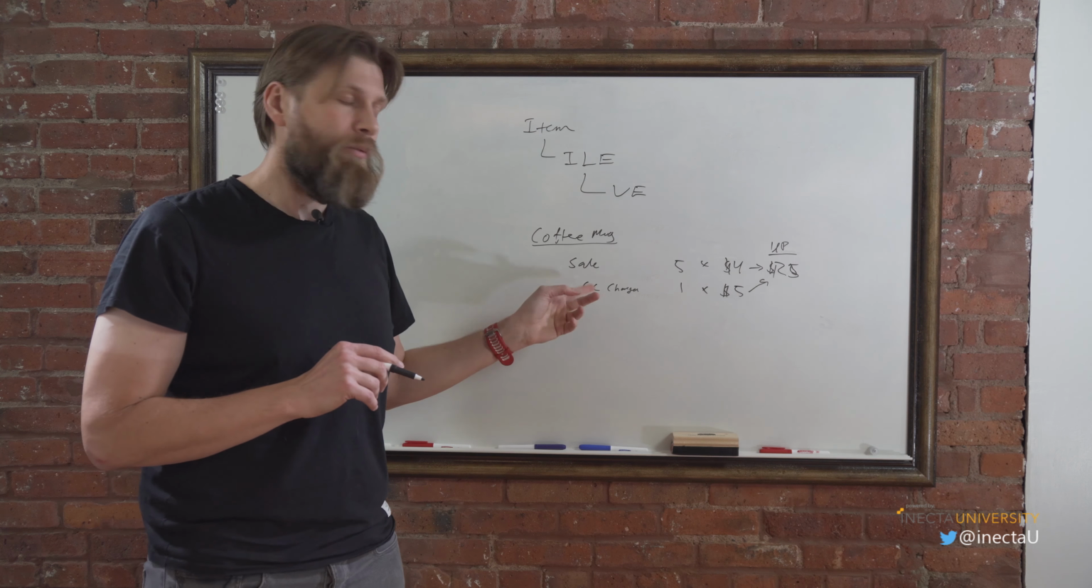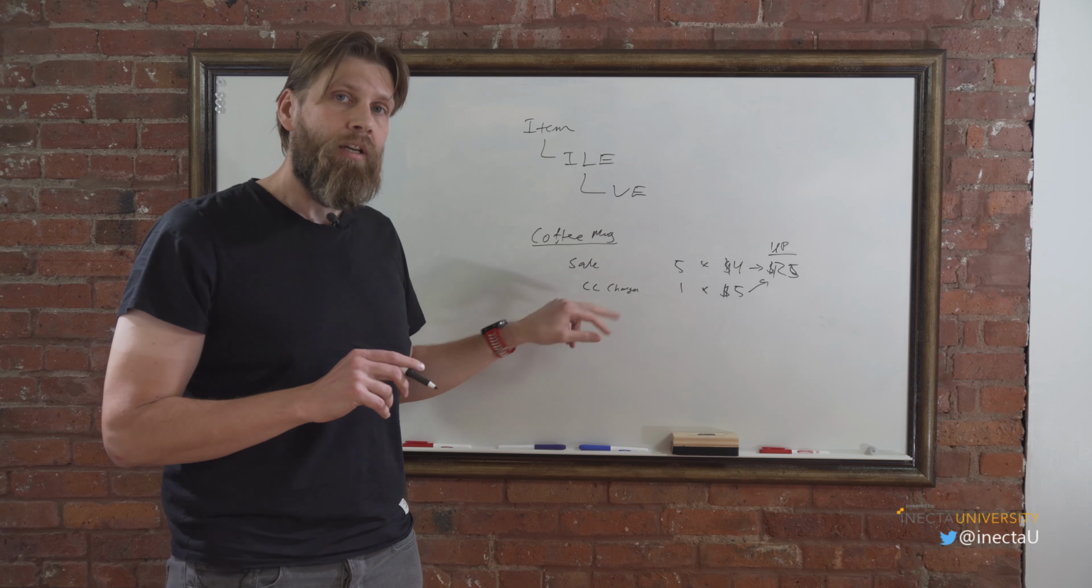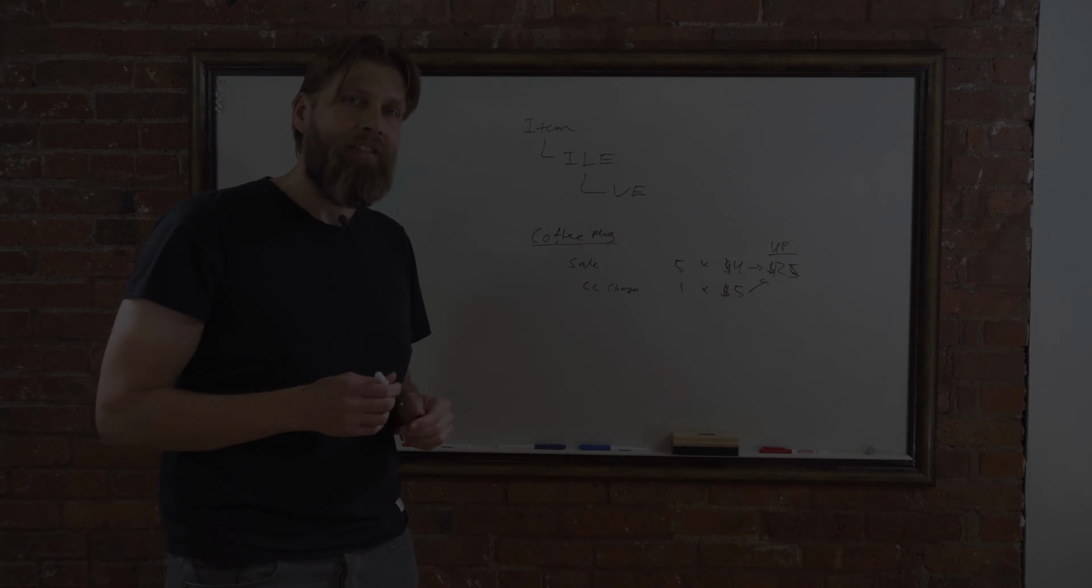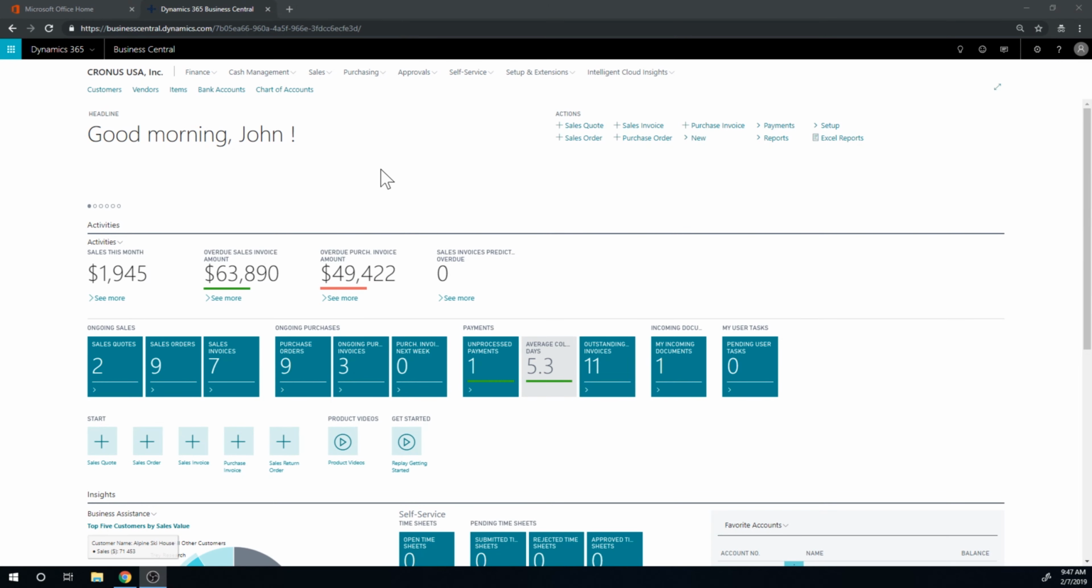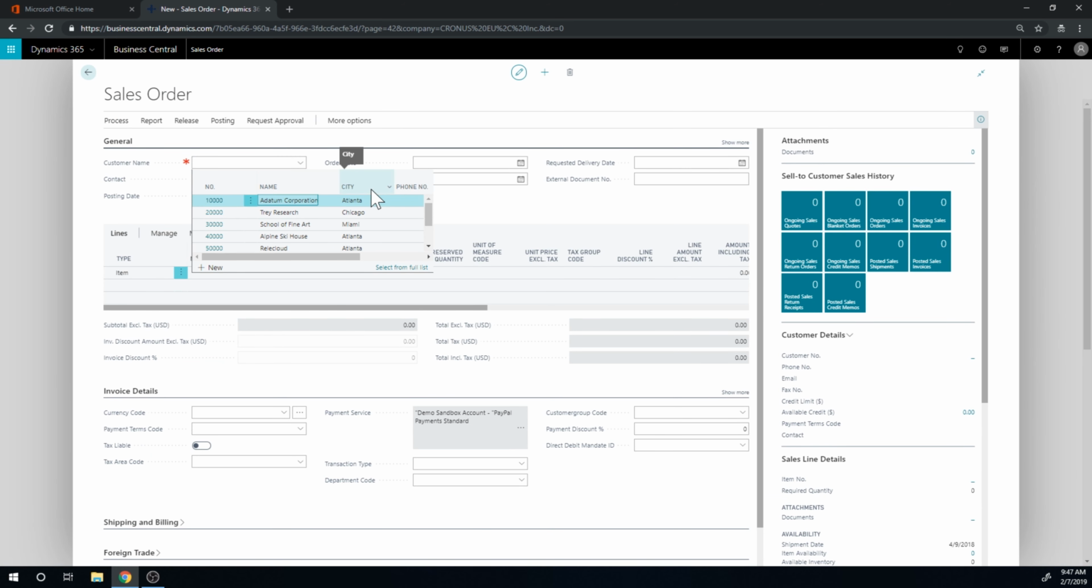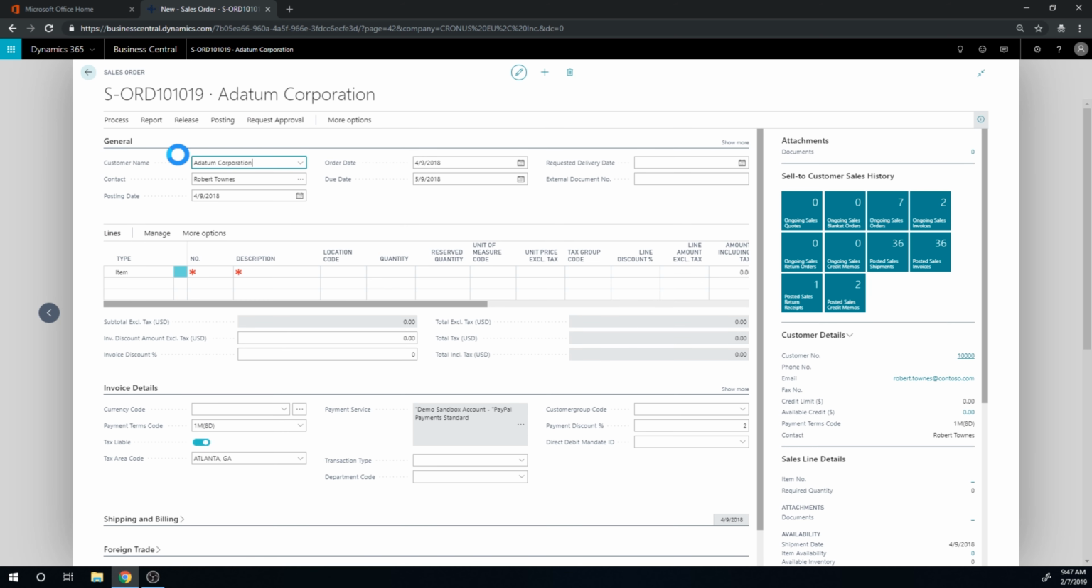But I'm going to show you how it would work if you actually did it as an item charge. By the way, very good question. Thanks for the comment. Let's take a look at the screen share. Okay, so in the system, what we're going to do is create a sales order. And we'll just pick the Adatum Corporation and go ahead and sell a coffee mug.